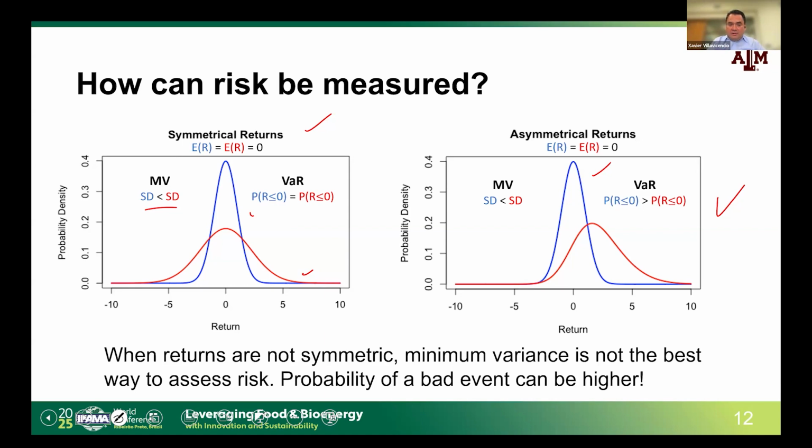So in this case, when the returns are not symmetric, the minimum variance approach is not the best way to assess risk, because the probability of a bad event can be higher. So when we have this situation that we have noticed with the data that we have collected, we have identified that maybe the best approach is to minimize the probability of the worst case scenario, the probability of a bad outcome. And this is what we call the VaR approach, okay? We are going to present both approaches for you today to compare these two ones, okay?